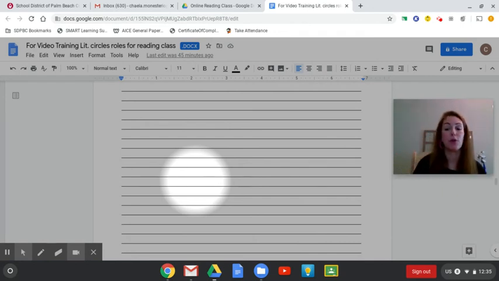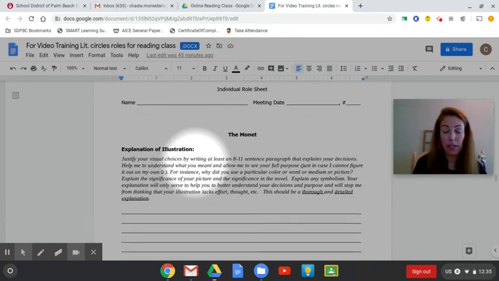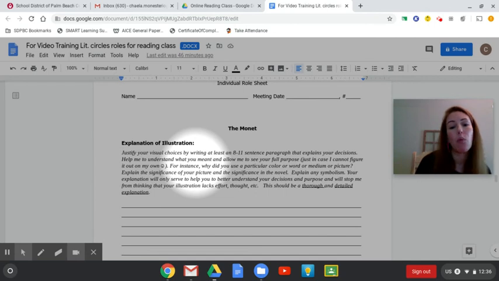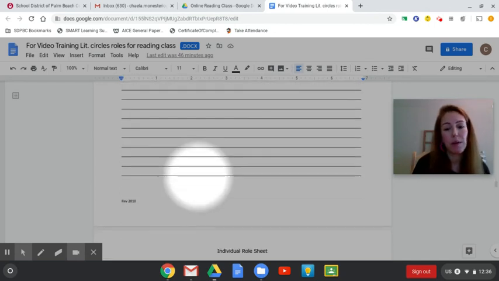You have to thoroughly explain your choices in your drawing. Why did you pick those colors? Why did you pick that scene? Why is that scene important? What did you draw? Things like that. Okay. So that is what you put there.